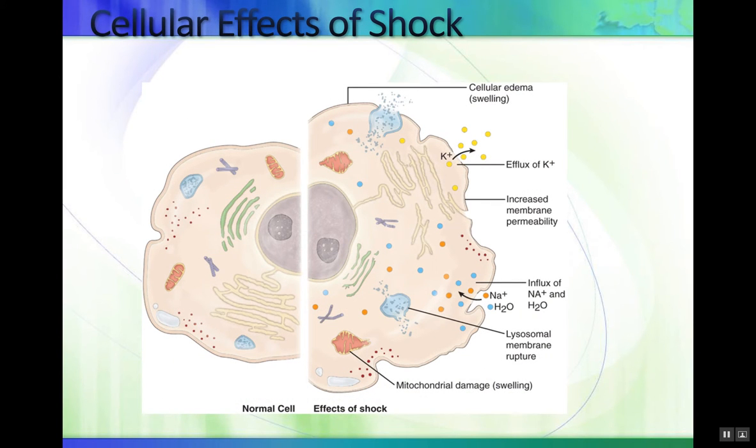So the cellular effects of shock, and this is in your book. Sorry, I'm just flipping to the page here. You are going to look on page 287. What you're looking at with shock is that when someone has normal cell function, that's on your left side, and when they have the effects of shock, they're going to have swelling and edema.